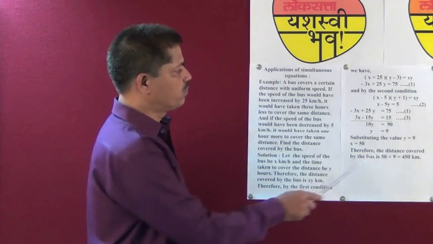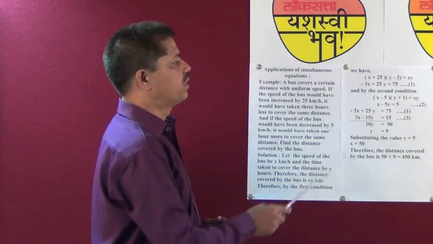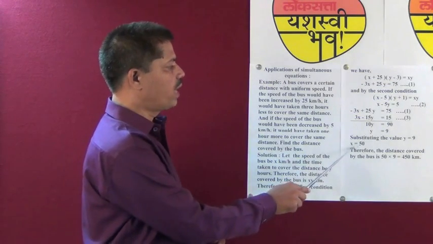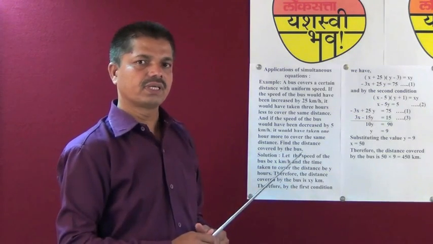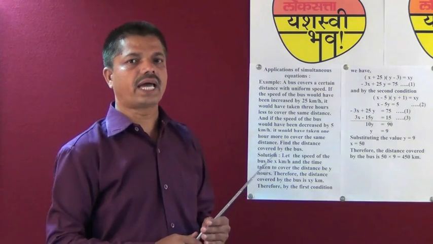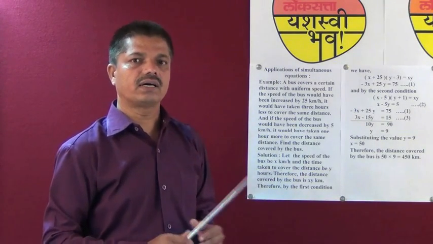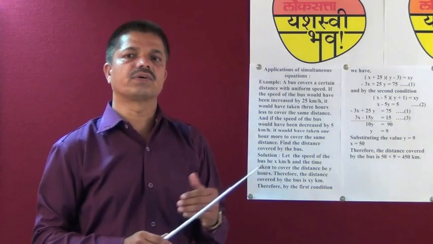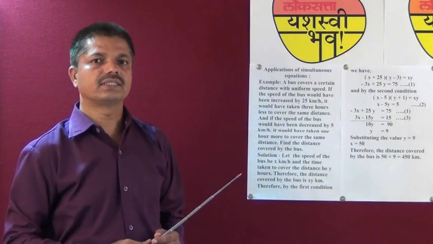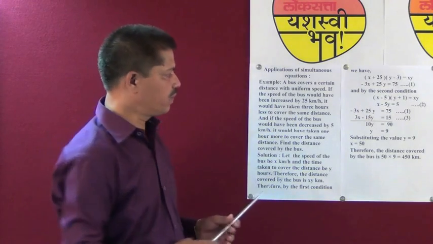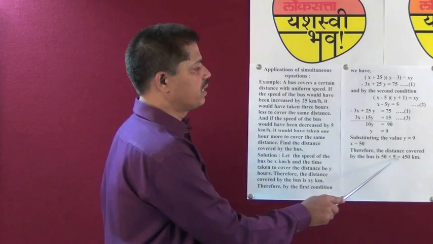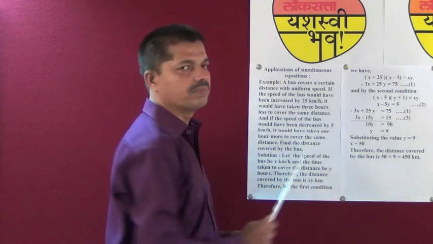You can substitute this value of y is equal to 9 in any one of the equations 1, 2 and 3, and you will get the value x is equal to 50. Now here they have not asked the speed of the bus or the time taken by the bus. They have asked you the distance covered by the bus. Now you know that the distance covered by the bus is x into y, and therefore the distance covered by the bus is 50 into 9 is equal to 450 kilometers.